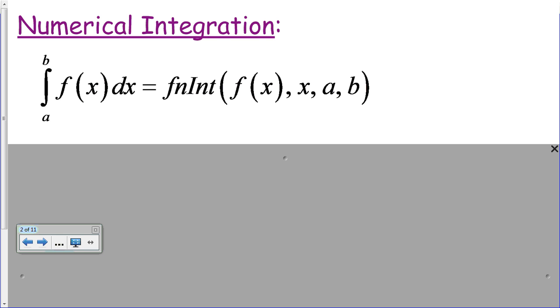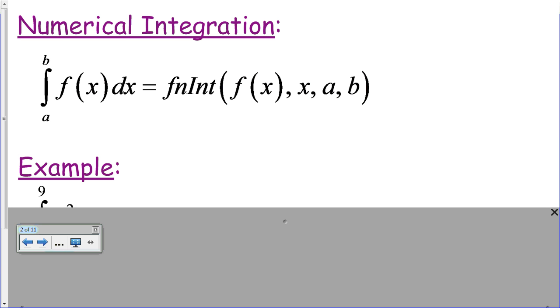And in parentheses, you specify four things. The first thing you specify is your function f of x. That's the same as with nderiv. The second thing you specify is the variable of that equation, and in this case, it would be x. That's the same for nderiv. And then finally, for this command, you have to specify the lower bound and the upper bound. So you specify a and then b. With nderiv, you're finding the derivative at one point, so you only have to indicate one value there. So that's our nderiv command, or the fnint command.